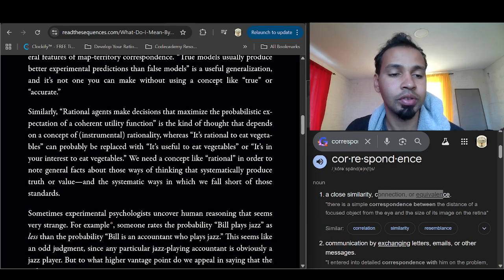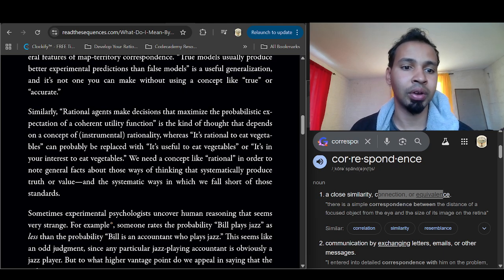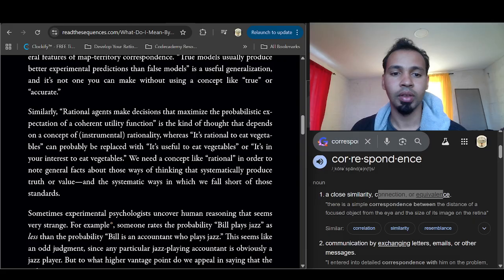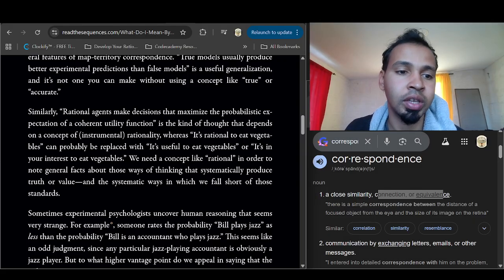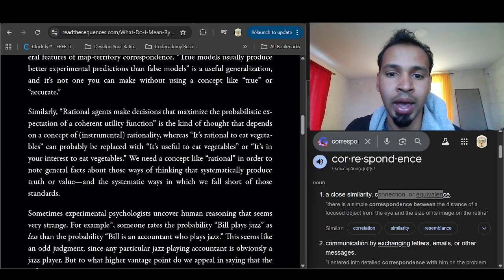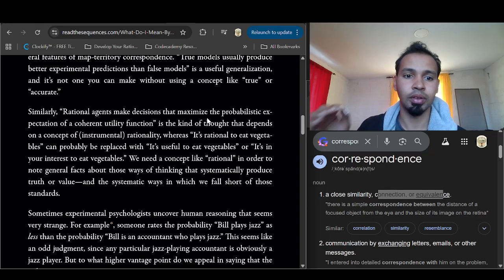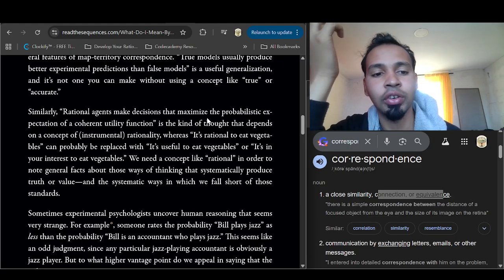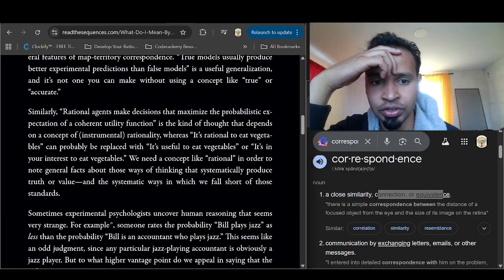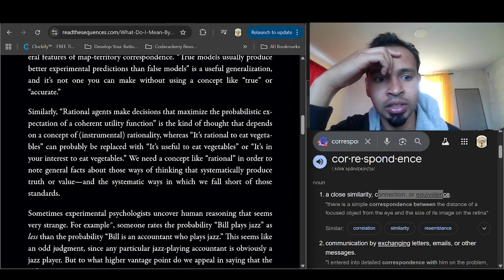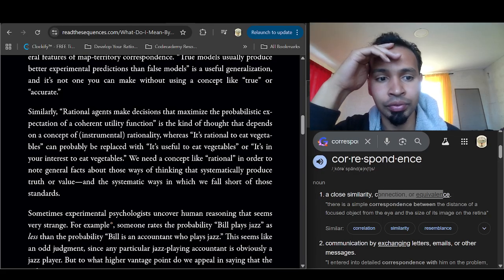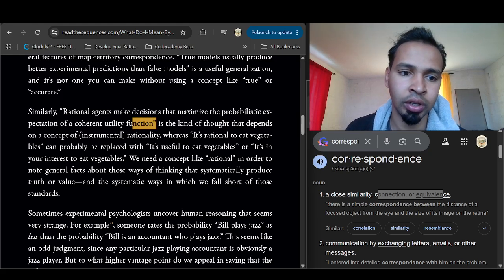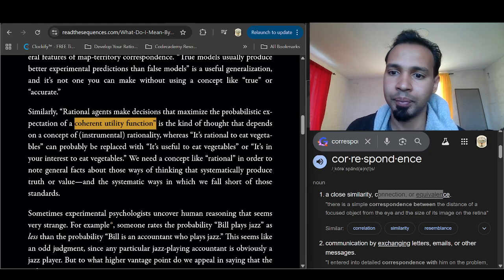Similarly, rational agents make decisions that maximize the probabilistic expectation of a coherent utility function. That's definitely a mouthful. I'm going to read that one more time. What I'm trying to understand is what they're trying to say. Rational agents make decisions that maximize the probabilistic expectation of a coherent utility function. I guess I just don't know what a coherent utility function even is, but we can quickly look it up.